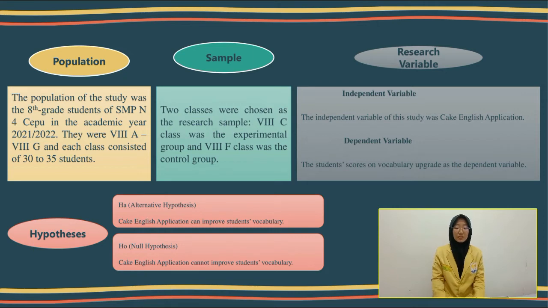Then the research variables. The independent variable is the Cake English application, and the dependent variable is the students' score on vocabulary. Then the hypotheses. The alternative hypothesis: the Cake English application can improve students' vocabulary. The null hypothesis: the Cake English application cannot improve students' vocabulary.